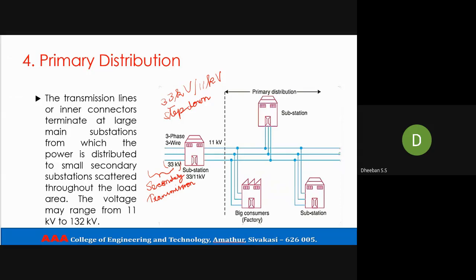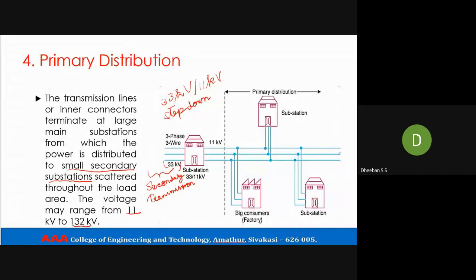Here they are saying that the transmission lines are interconnected at terminals at the large main substation, from which the power is distributed to small secondary substations. These small secondary substations are what you see in your city. Near Sivagasi there is a separate EB station, and in Virudhunagar also. Those all contribute to the small secondary substations. Usually the voltage for this primary distribution will vary from 11 kV to 132 kV.